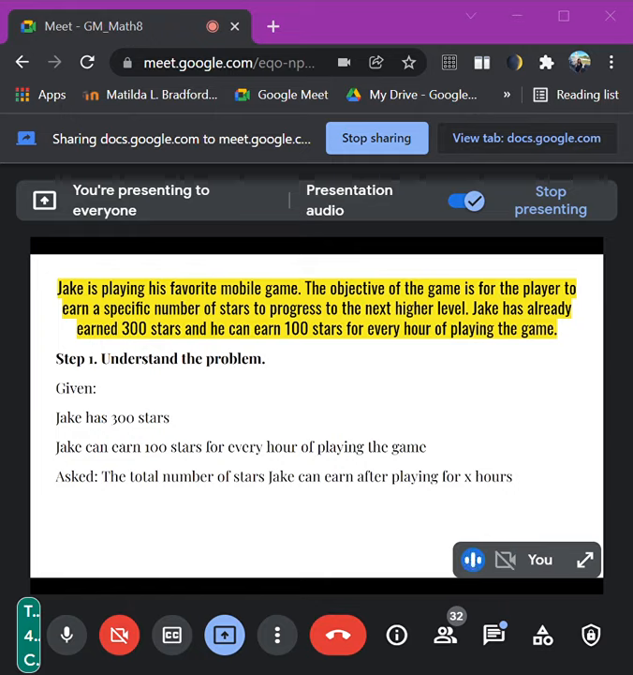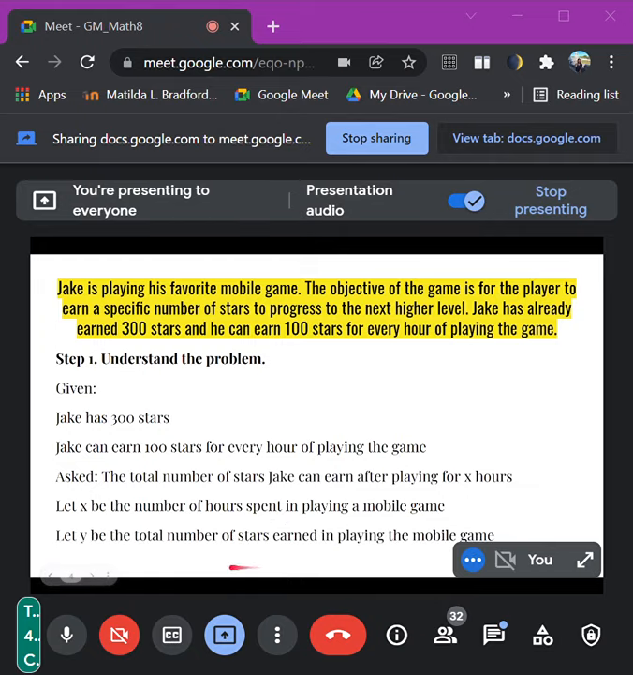So, now, since we are already done with the ask and the given, this time mag-assign ta og values. Okay, so you are going to assign values here. So, you can have, let X be the number of hours spent in playing a mobile game. Since we are using two variables, we have X and Y. So, ang X, that is the number of hours. And then for our Y, that would be the total number of stars he will earn in playing the mobile game, which is your Y.